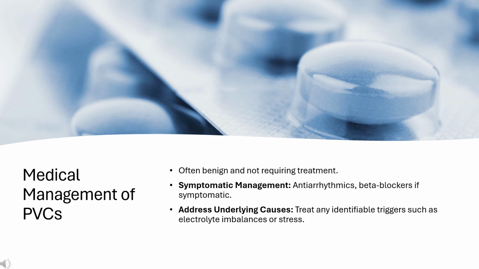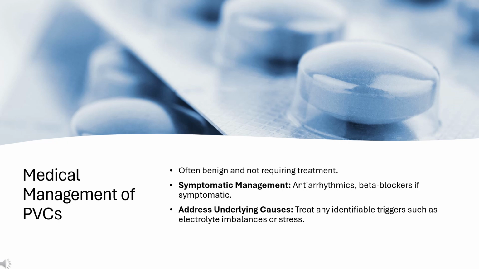Beta blockers, such as metoprolol or atenolol, are often used to manage symptomatic PVCs. These medications help by reducing the heart rate and decreasing the excitability of the heart muscle. Beta blockers can be particularly useful in patients who experience PVCs due to increased sympathetic activity, such as those with stress or anxiety related triggers.